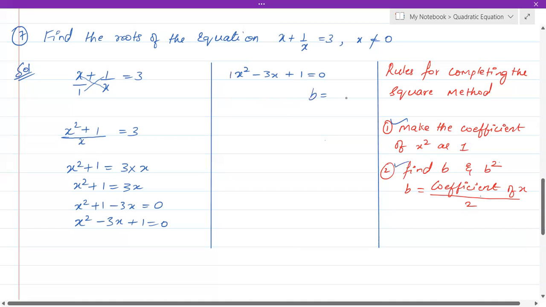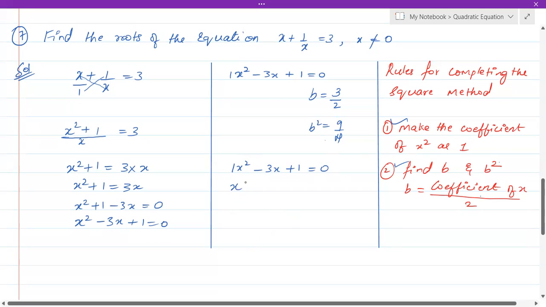Now the next step is to find b. What is b? The coefficient of x is 3. We need not take the sign, we will just concentrate on the number. The coefficient of x, that is 3, divided by 2. So b square will become 9 by 4 if you square it. Okay, so let me rewrite the question again: 1x square minus 3x plus 1 equal to 0. This is the question.